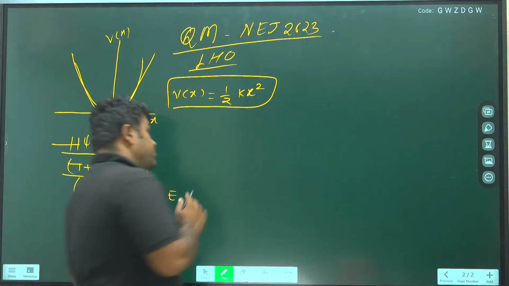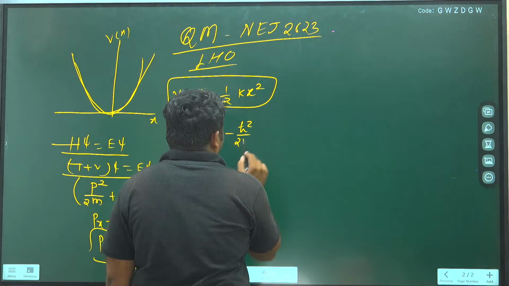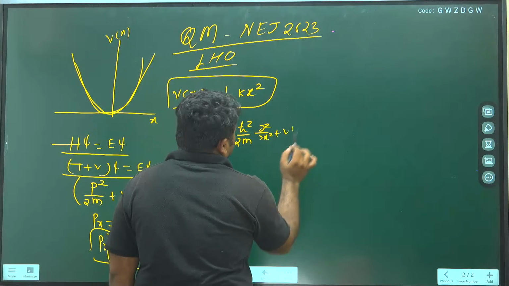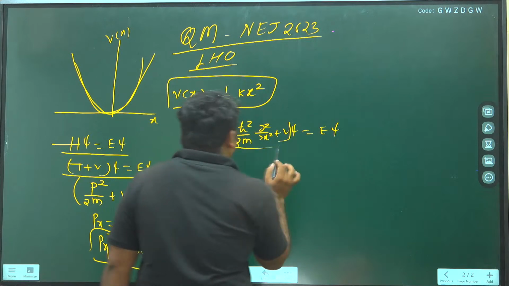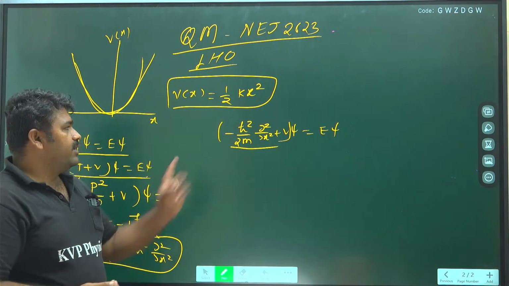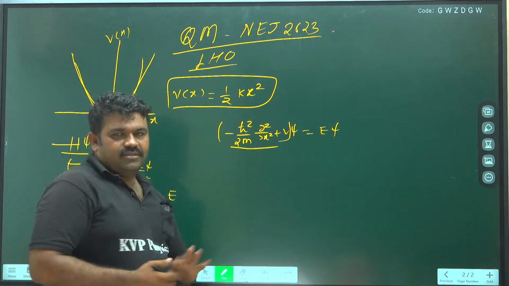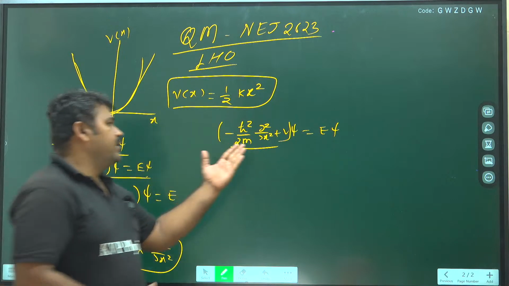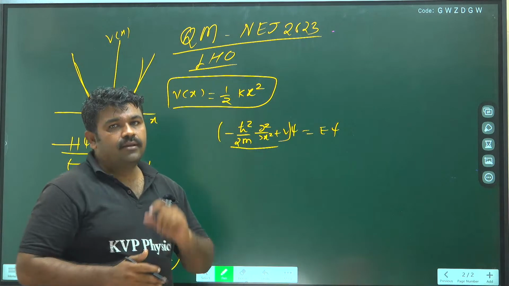Now substituting this value in the equation, we get minus h cross squared upon 2m, del squared by del x squared plus V, bracket complete psi is equal to E psi. This expression, minus h cross squared upon 2m del squared by del x squared plus V, is nothing but the Hamiltonian. And psi is a wave function. This wave function depends upon the system. We can choose the V for the system. Similarly, if the system changes, psi also changes. It totally depends upon the system.